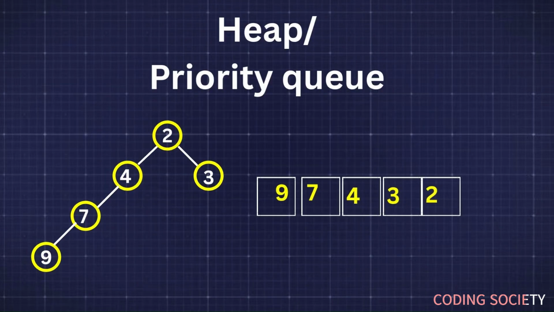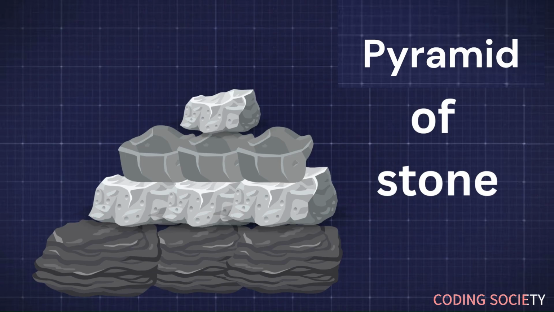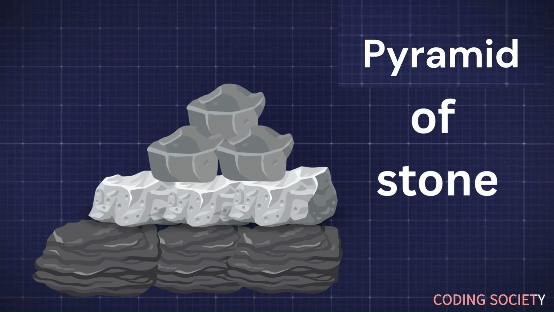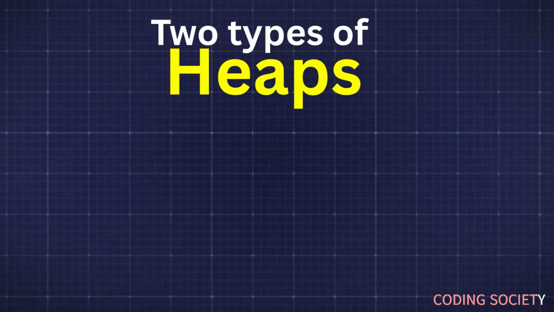The next data structure is the heap or priority queue. Think of a heap like a pyramid of stones, where the smallest one is always on top. You don't randomly grab a stone from the middle, you always take from the top. In heaps, the top element must always be present. If any element is removed from within the structure, another element must be moved to the top to keep the structure intact. Also, there are 2 types of heaps.